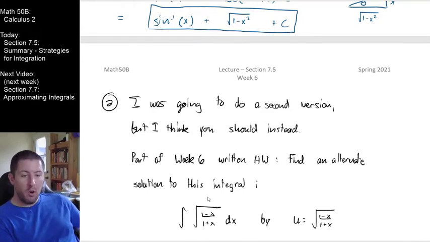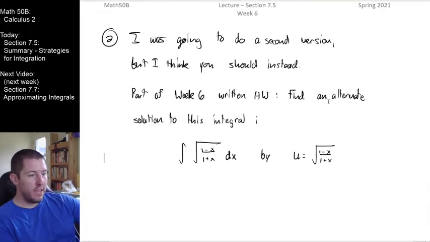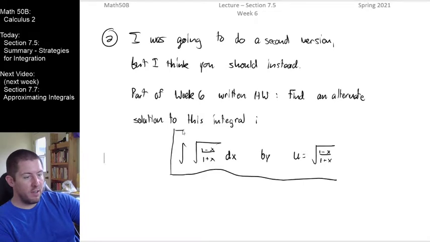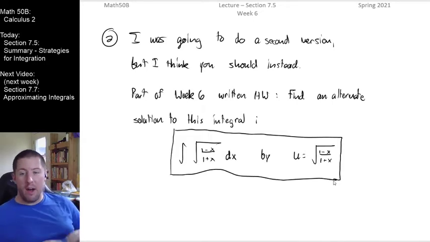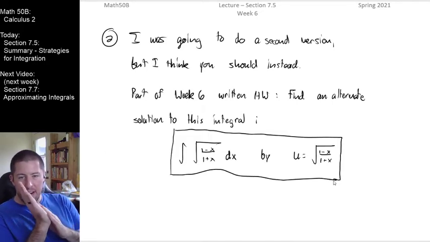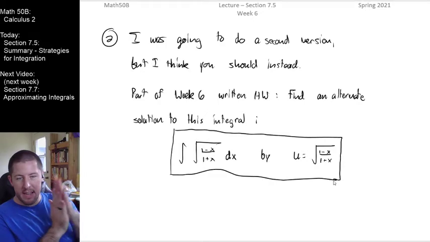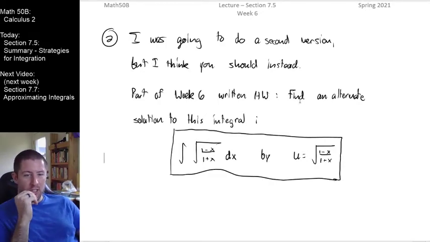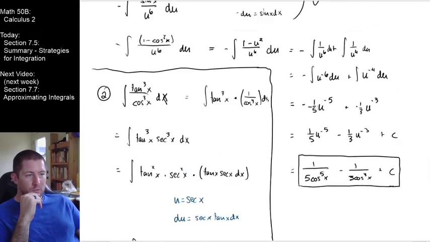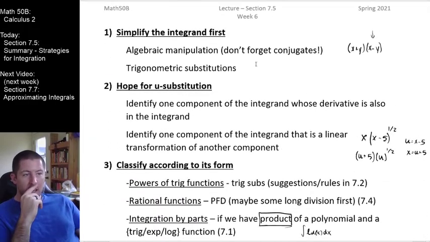That is what one of your homework problems is going to be for our week 6 homework right here. It's saying, I want you to do this integral, but I've already done it one way and I don't care to see it that way again. I want to see an alternate route to the solution to this integral, square root of 1 minus x over 1 plus x. And what I'm telling you you're going to do for your strategy, going back up to our strategy guide, is exactly what we suggested right here.